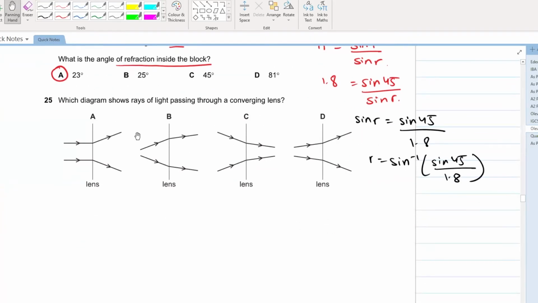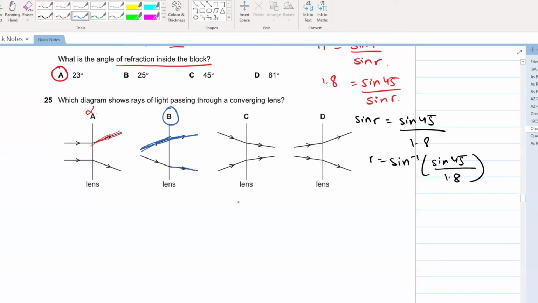Let's move on to question 25. Which diagram shows rays of light passing through a converging lens? It's very, very easy to spot if you have studied converging and diverging lenses. A cannot be your answer because the rays have started to diverge. B can be your possible option. Can you see the rays were diverging when they pass through the lens? They have started to get close to each other. So B can be your option.